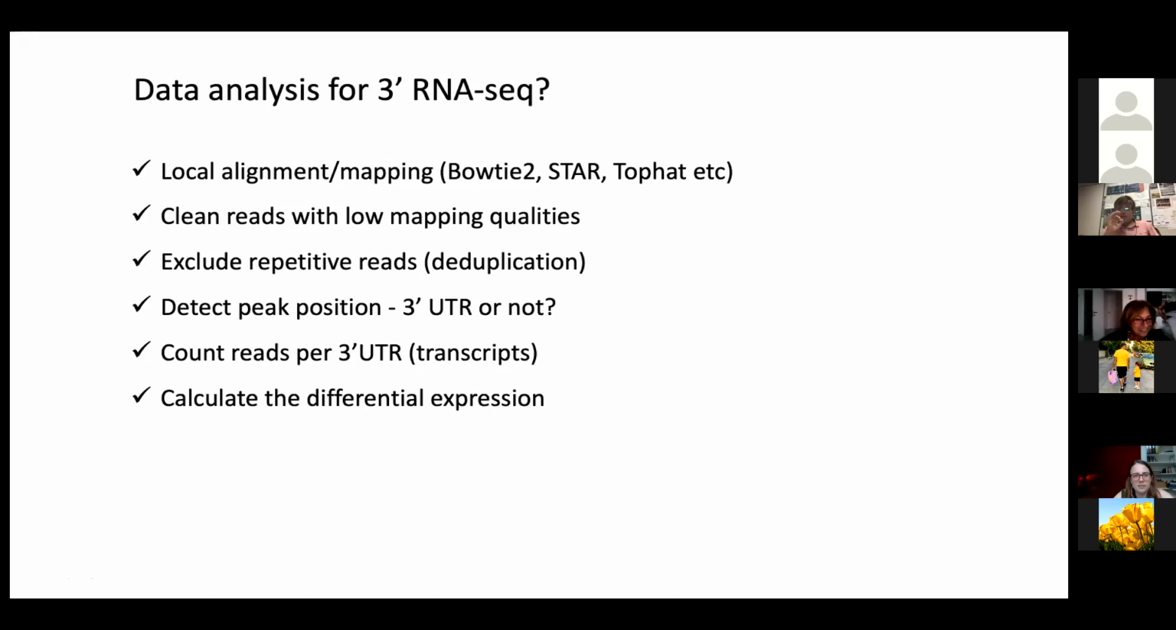I will exclude, of course, the duplication. And then the major step, and this is what I want to concentrate on, is to see where the peak is, whether the peak is at my 3' UTR region or not. And this, as you will see in the further presentation, will be the tricky point. Once we figure this out, we can count the reads which map on this 3' UTR or close by, which then should give us the number of the transcripts. And if you have different samples, we can calculate the differential expression.